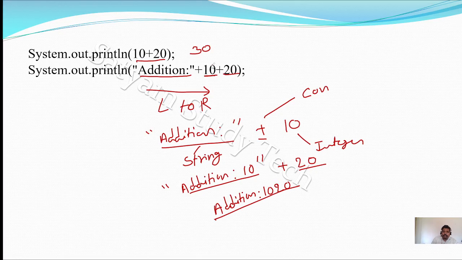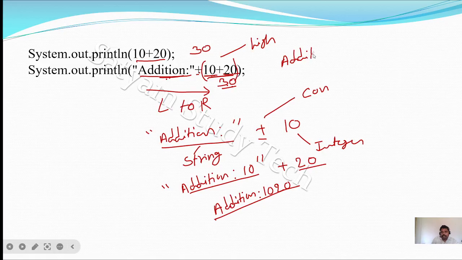So if you want to solve this problem, for example, you can put parentheses here. That means this is the high priority, parentheses are the high priority. Then you evaluate this first, 10 plus 20, that is 30. Then addition is a string, so plus 30, it is an integer. Now what is the output here? It is a string and an integer, so here also it concatenates. Now the output in this case is 30.